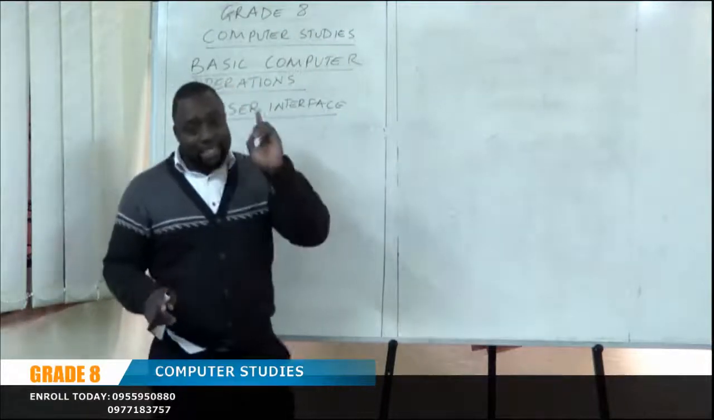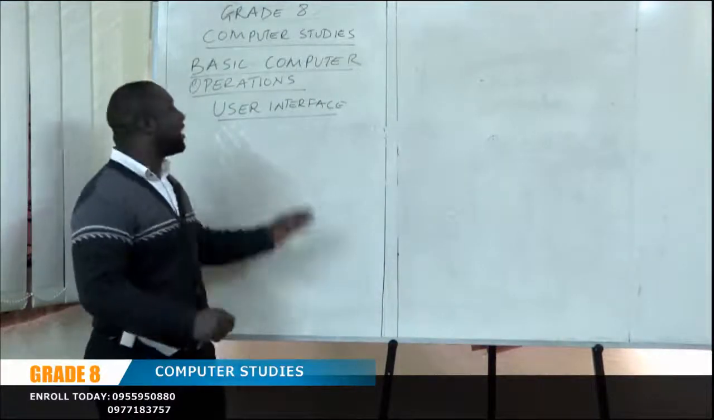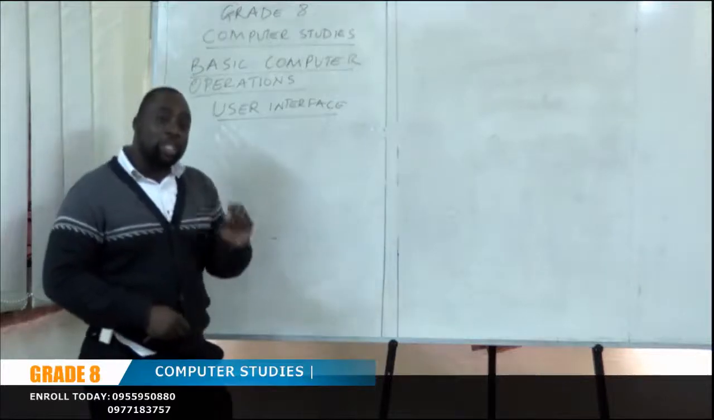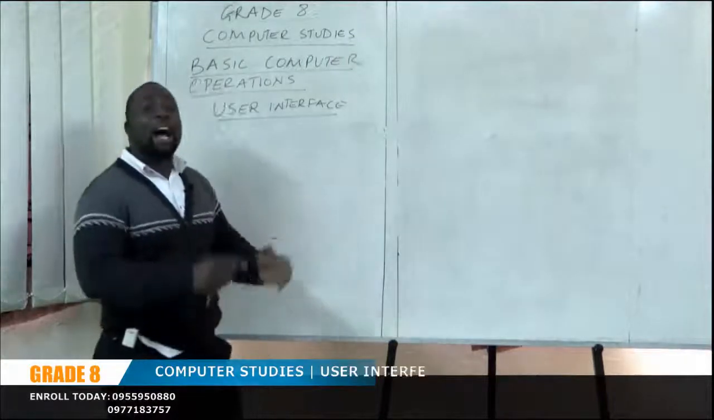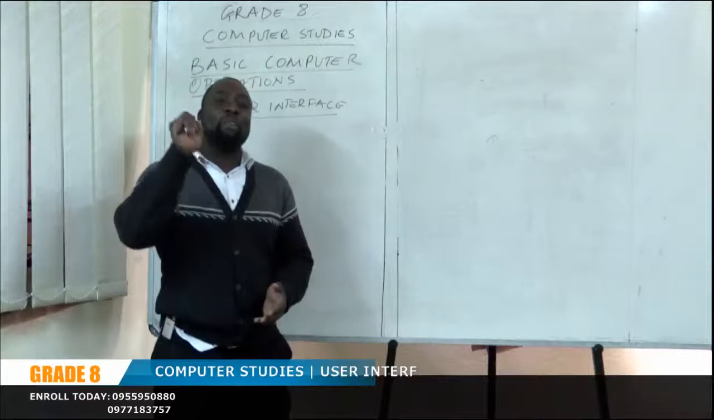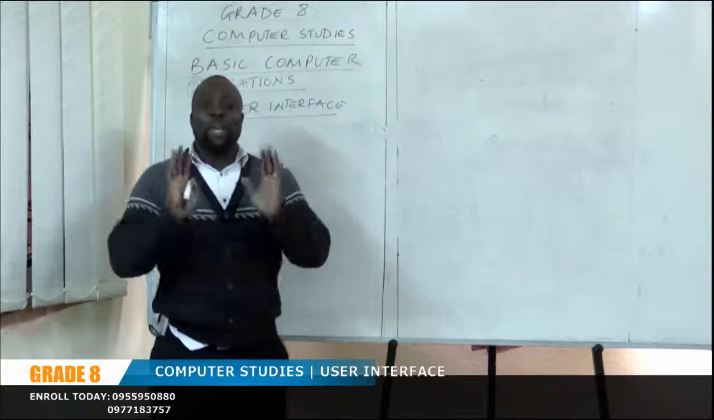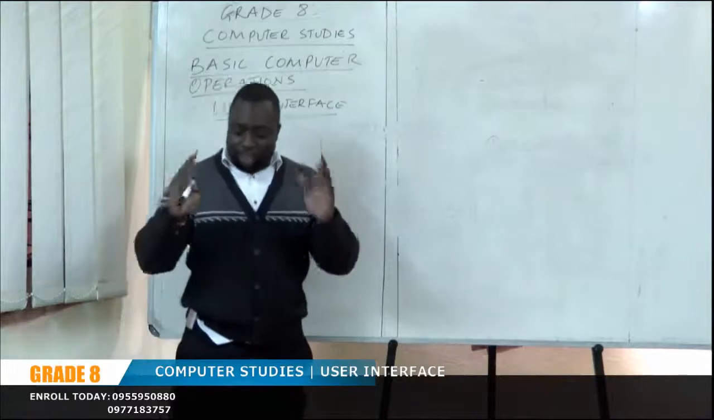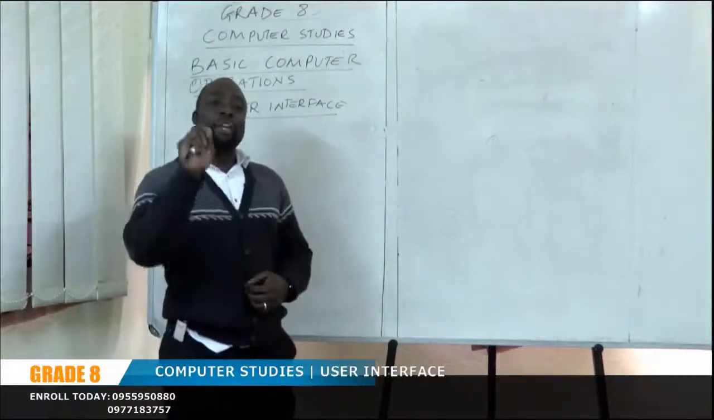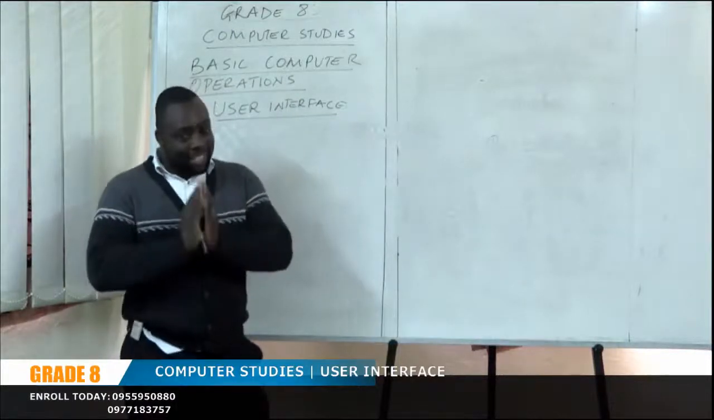So learners, at the end of this lesson, we should define user interface. Number two, we should also identify types of user interface. Then the last thing is to differentiate the types of user interface. I believe you can see those on the screen there.